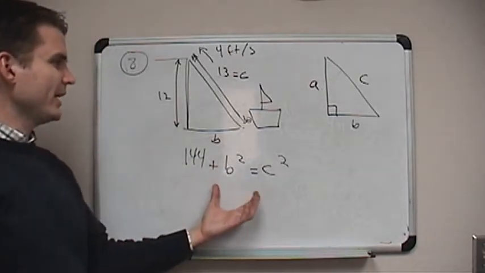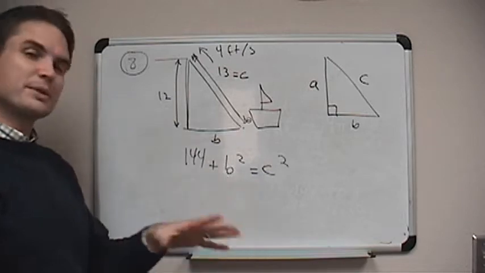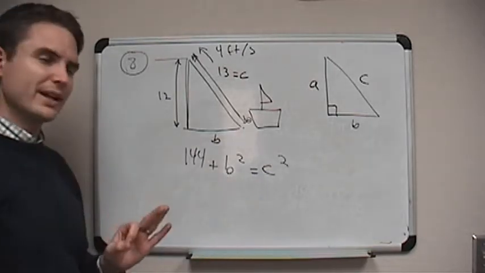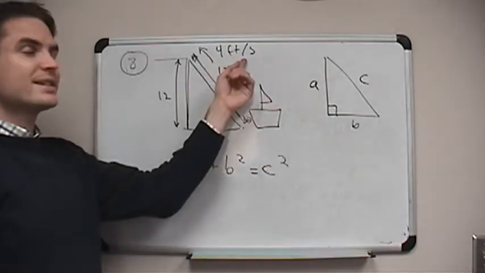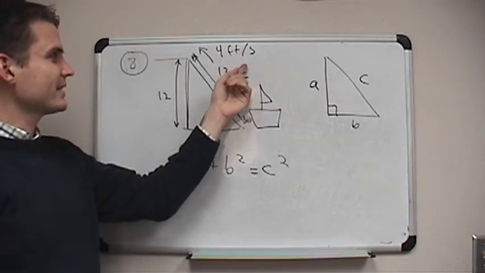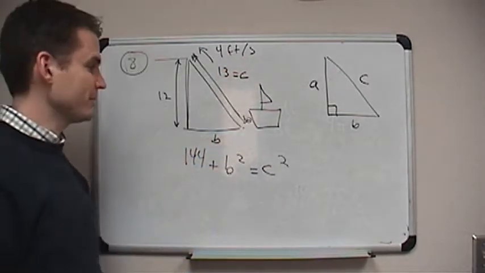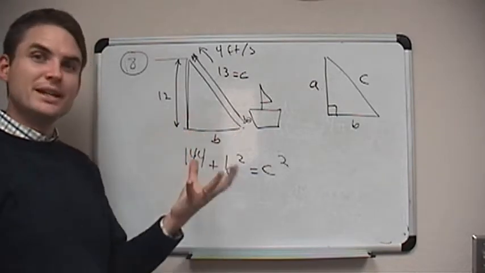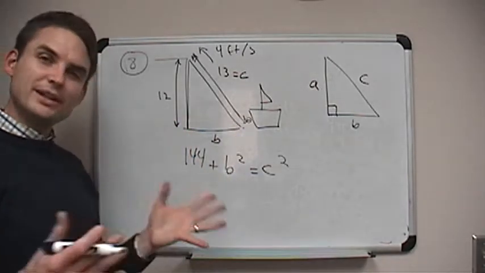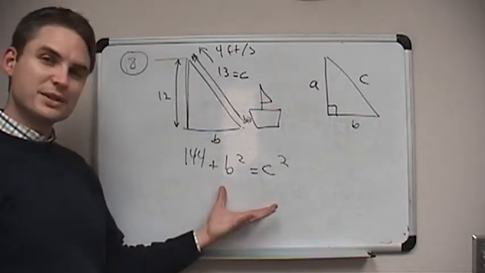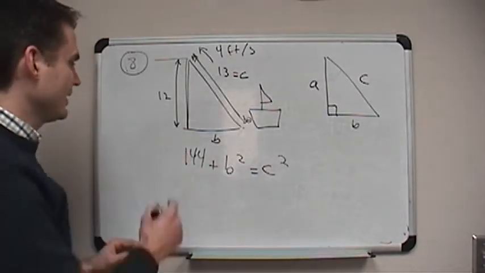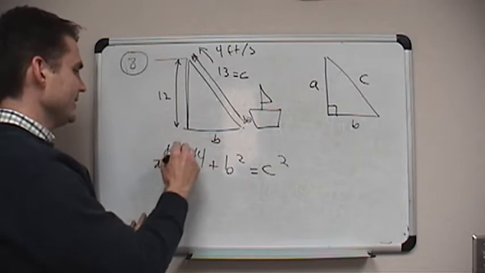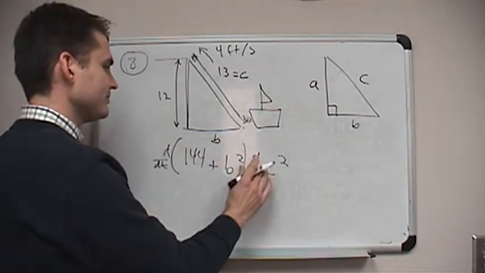Now, here's the question. What is the rate of change of b with respect to t? Where did I get that? Well, they tell us how fast c is changing. Basically, they tell us that the rope is getting pulled in 4 feet per second. What we need to figure out as a result is how quickly b is changing. So we need to compute the implicit derivative of this equation with respect to t. So we take d/dt of both sides.